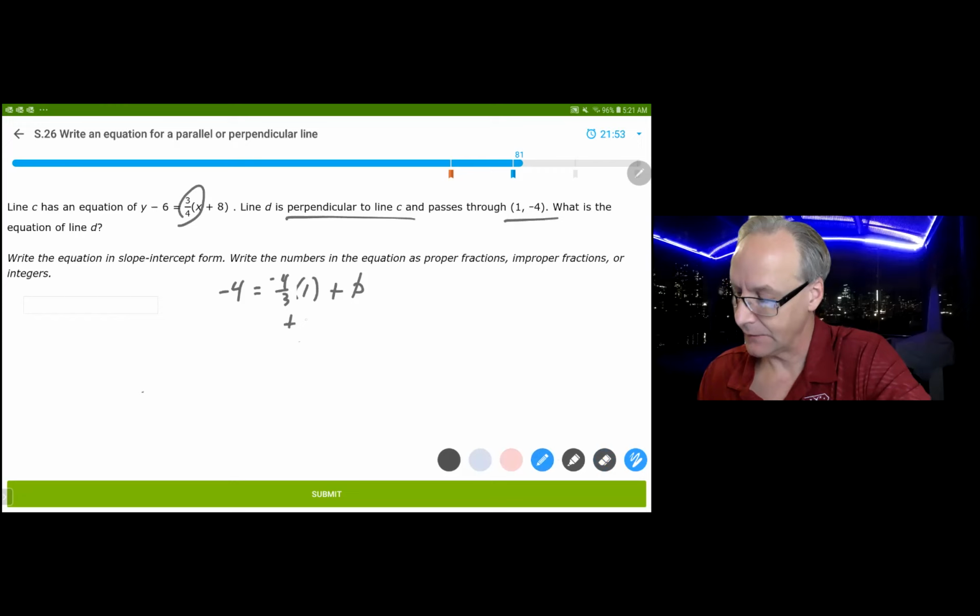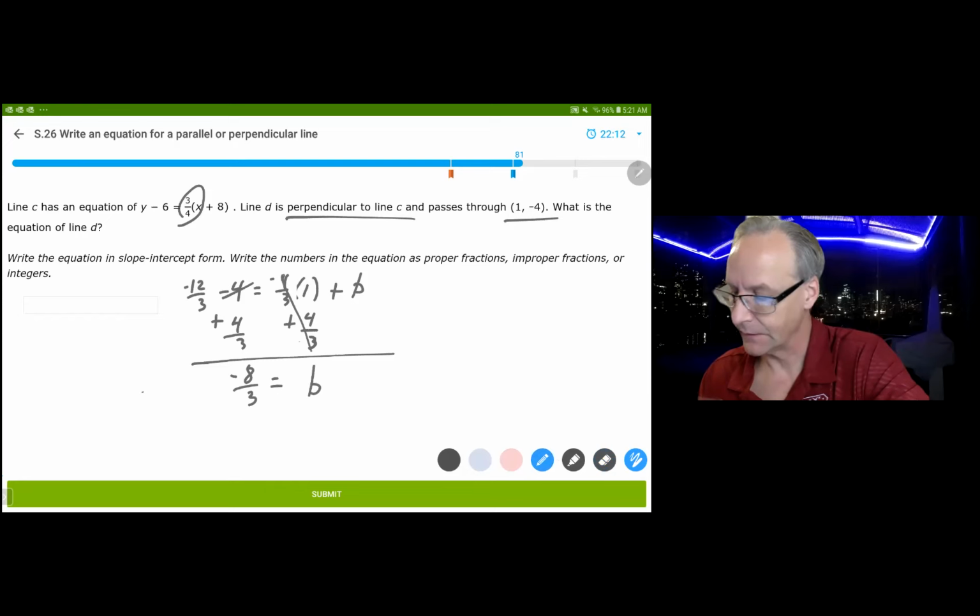And then I'm going to add 4 over 3 to both sides. That's going to be even uglier, but it's all right. It's not that bad. This is negative 12 over 3 because it's a negative 4. And when you add the 4 over 3, you get negative 8 over 3.